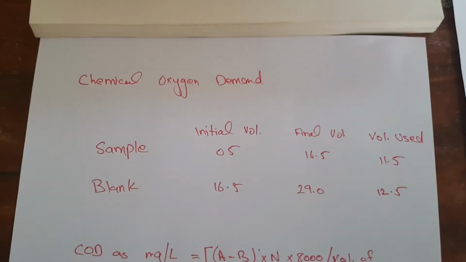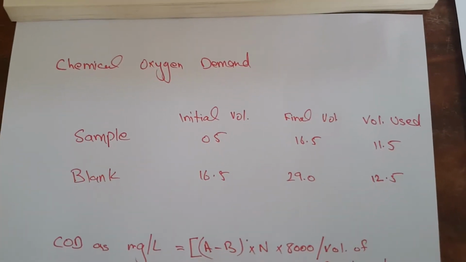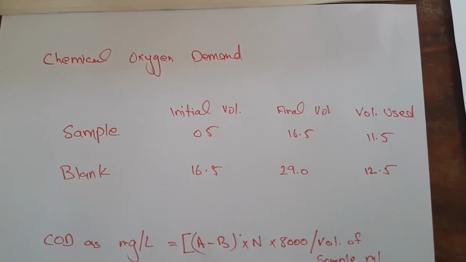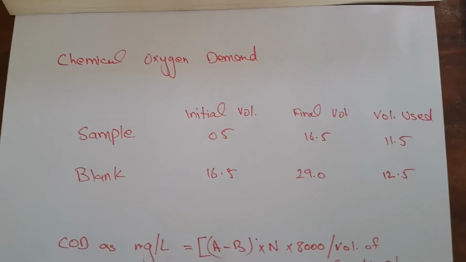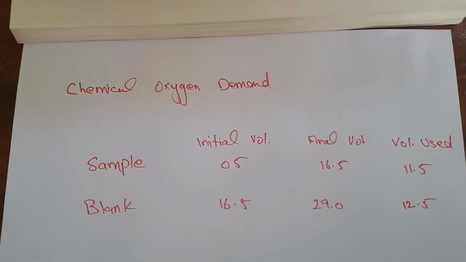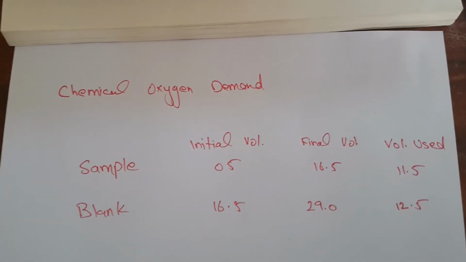So here are the calculations for the chemical oxygen demand. As we have seen, the initial value of the sample was 5 ml and the final volume was 16.5. So the total volume used was 11.5. Whereas in case of the blank, the initial volume was 16.5 and the final volume was 29. So the volume used was 12.5.